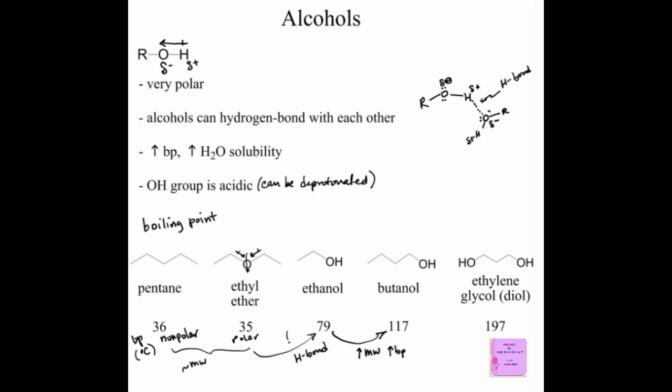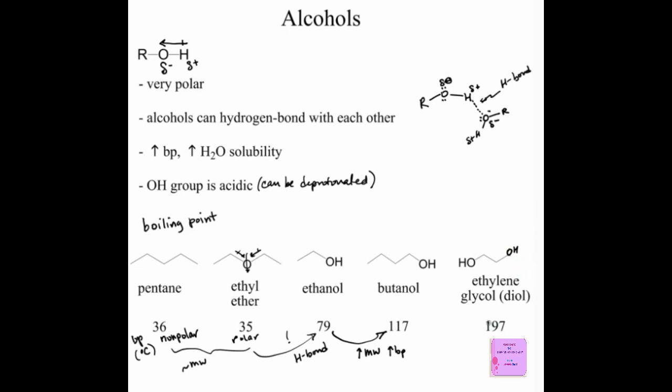So just a larger molecule, all other things being equal, is going to have a higher boiling point. And then finally, I put this molecule on here. This is called ethylene glycol. It's an example of a diol with two OH groups. Oh, in fact, I just noticed a typo with my structure here. Excuse me. Ethylene glycol has just two carbons and two OHs.